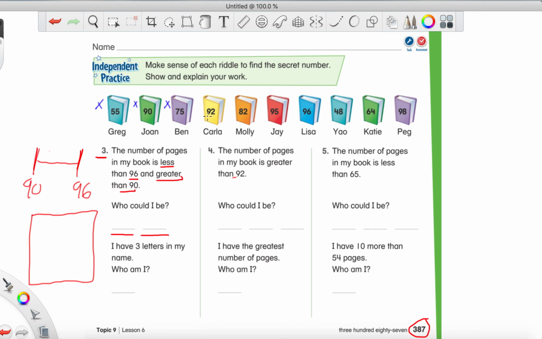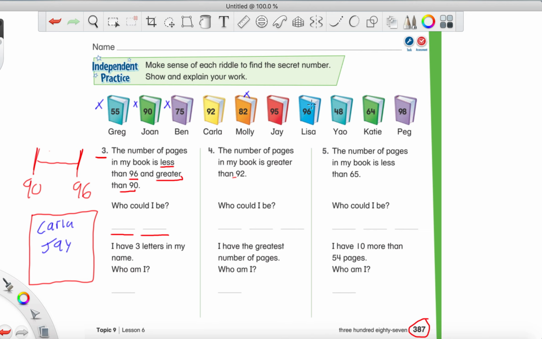We have Carla with 92. Is that bigger? It is, and it's smaller than 96. So I'm going to add her to my list. Alright, we have Molly with 82. No, that's too small of a number. We have Jay with 95. You know what, that fits in between. Okay, we have Jay, because 95 is just a little bit smaller than 96.